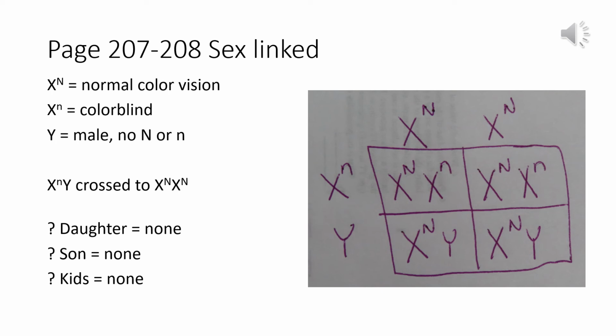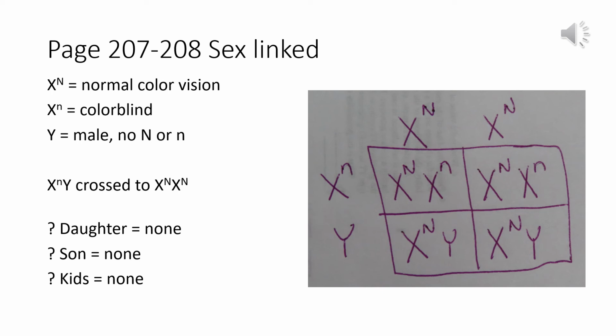What proportion of the sons would be colorblind? At this point, ignore the girls and look at that bottom row. We've got an X with a big N and a Y, an X with a big N and a Y. We've got some boys, some big N's, some normal color vision. The proportion of the sons that would be colorblind would be 0 out of 2.